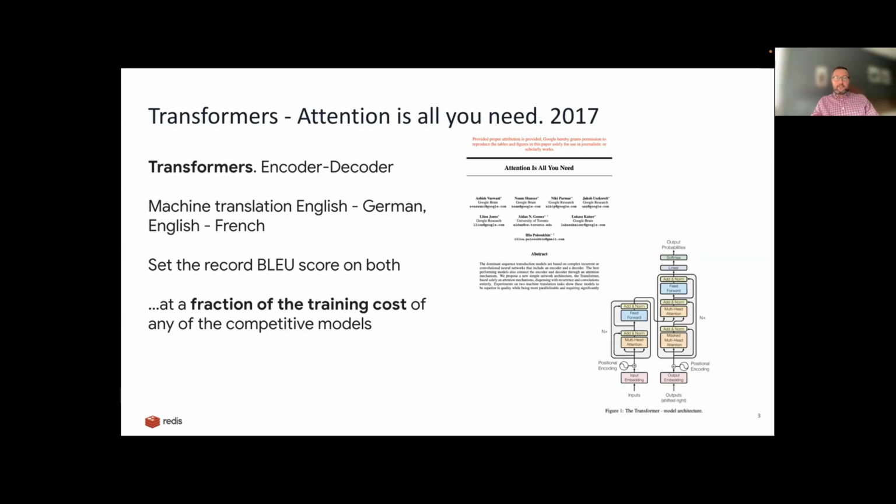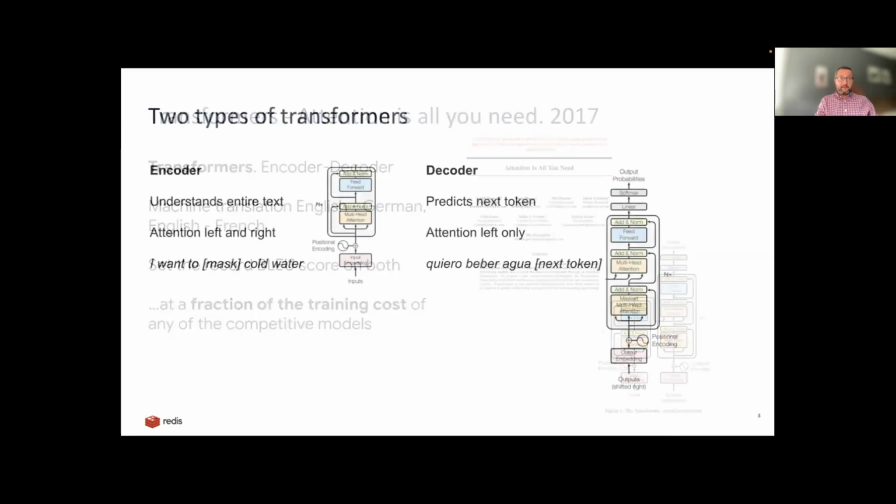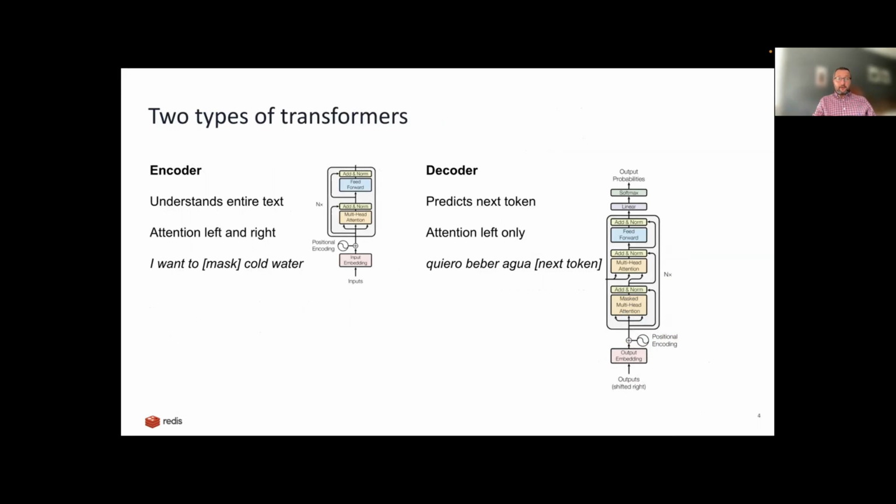If you look a little bit deeper at those transformers, the language translation took two types of transformers to implement. The first one is the encoder. The encoder's goal is to understand the entire text, entire sentence, or entire paragraph. It pays attention to both left and right of the missing word. So essentially, when they train the encoder transformer, we feed it a sentence with one word missing, and we train this transformer to predict that word.